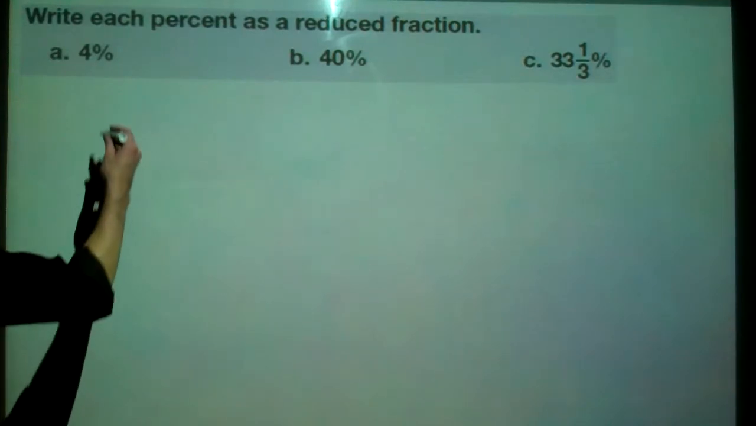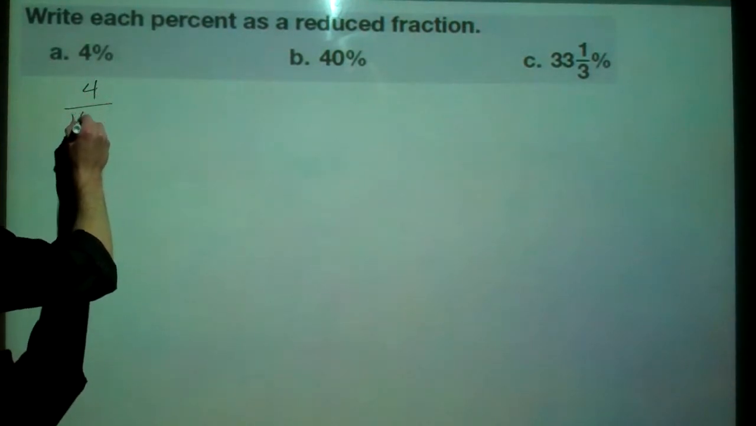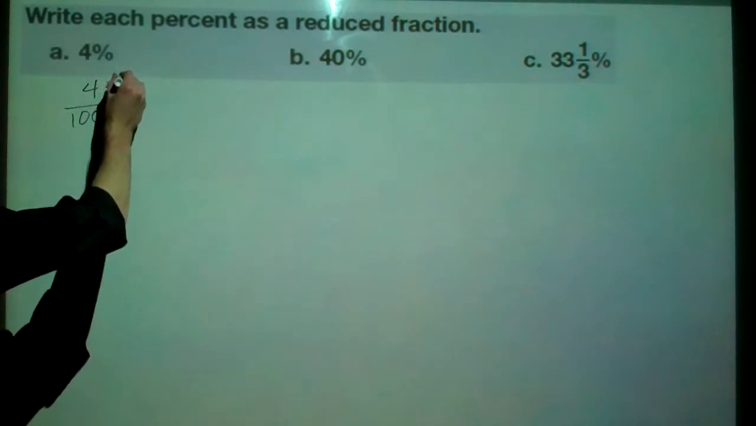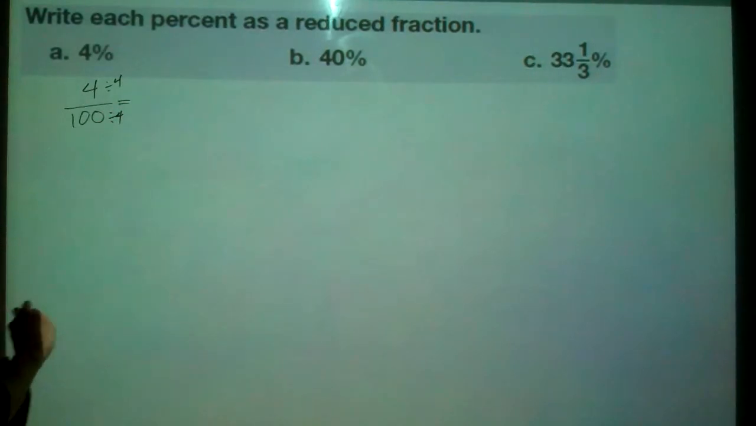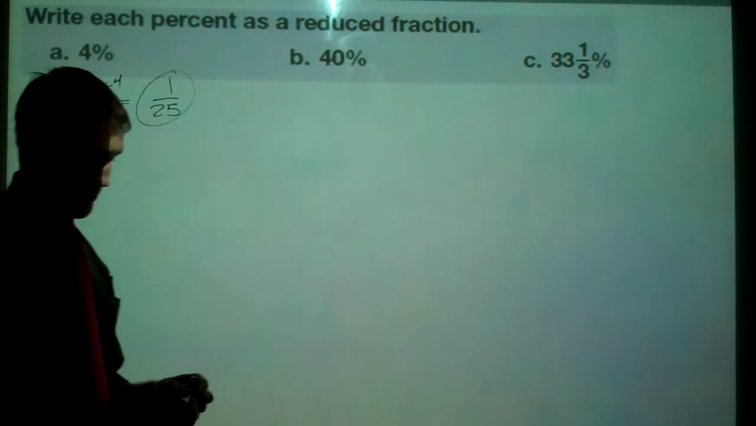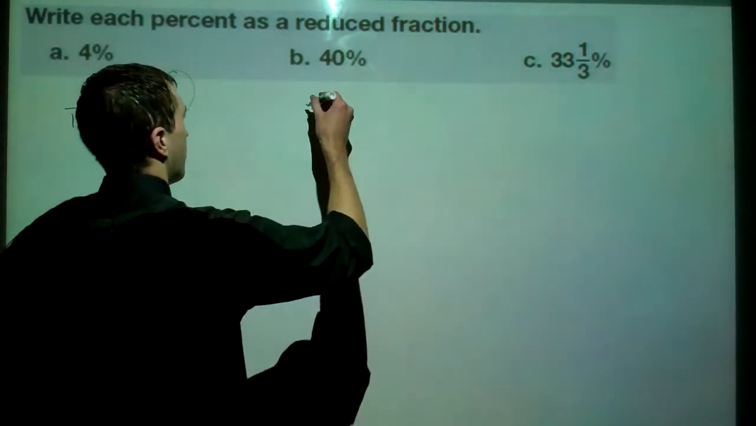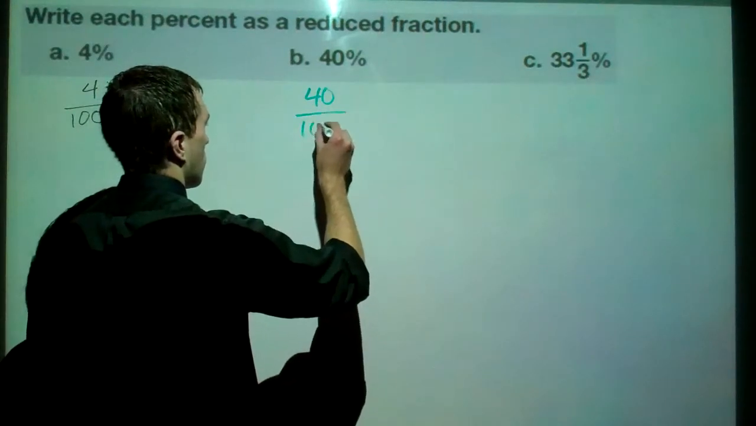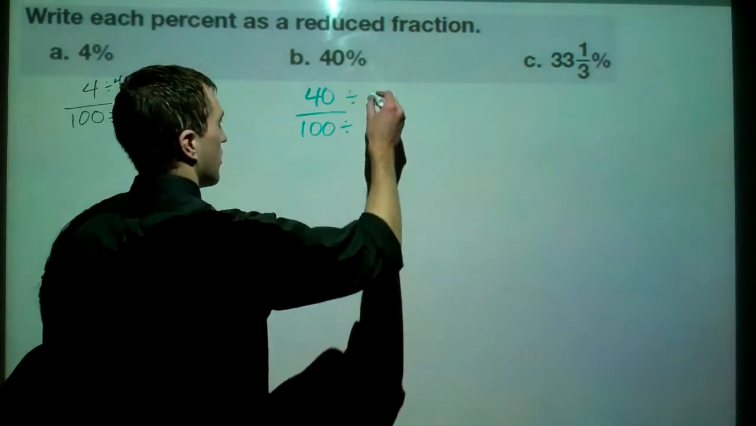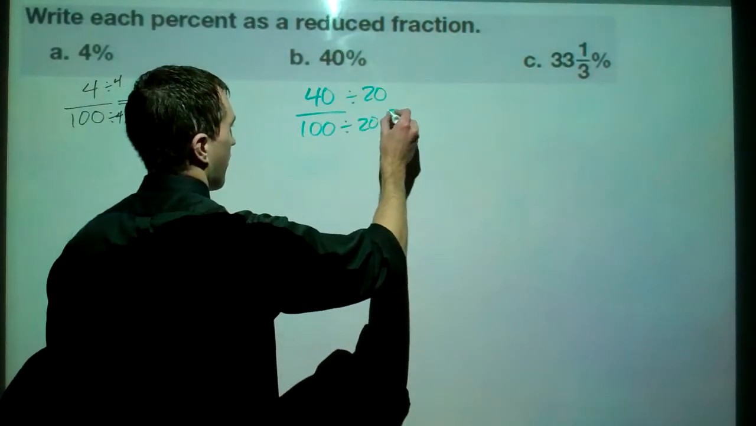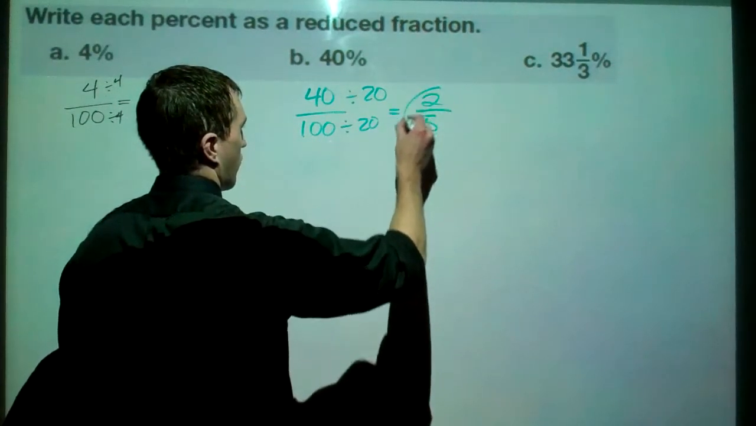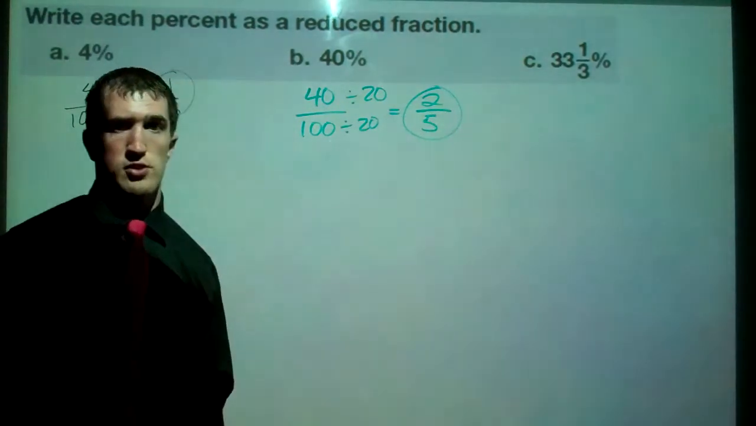Remember that percents are out of 100, so we're going to go 4 over 100. And if we divide, we can reduce. 4 goes into both of those, and we get 1/25. 40%, that's 40 out of 100. We reduce this. I'm going to divide by 20. 40 divided by 20 is 2. 100 divided by 20 is 5. 2/5.